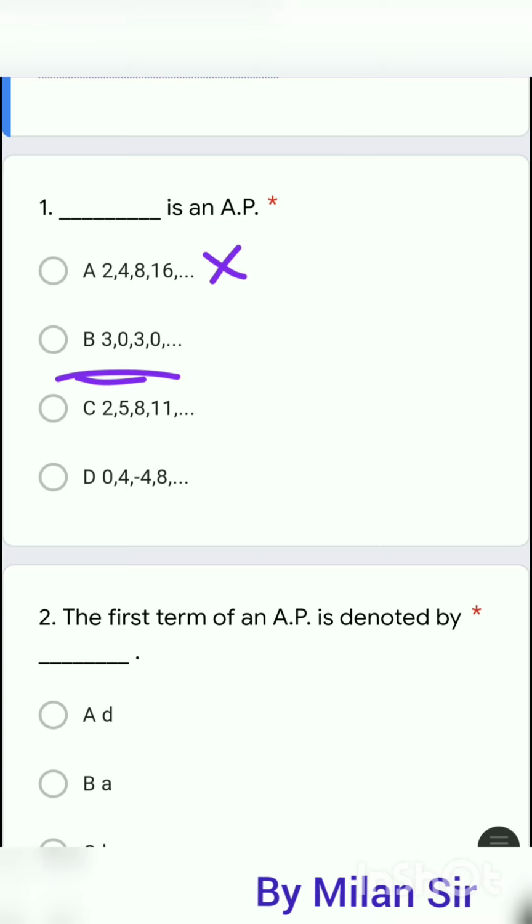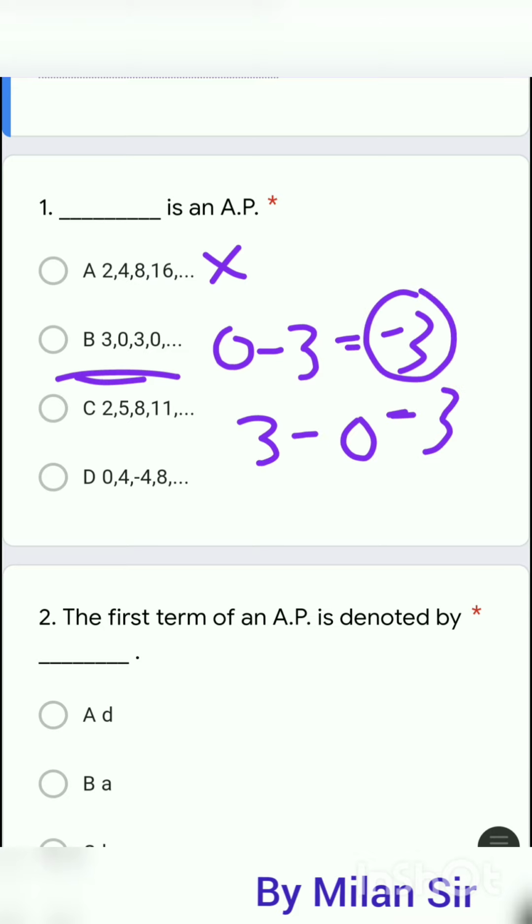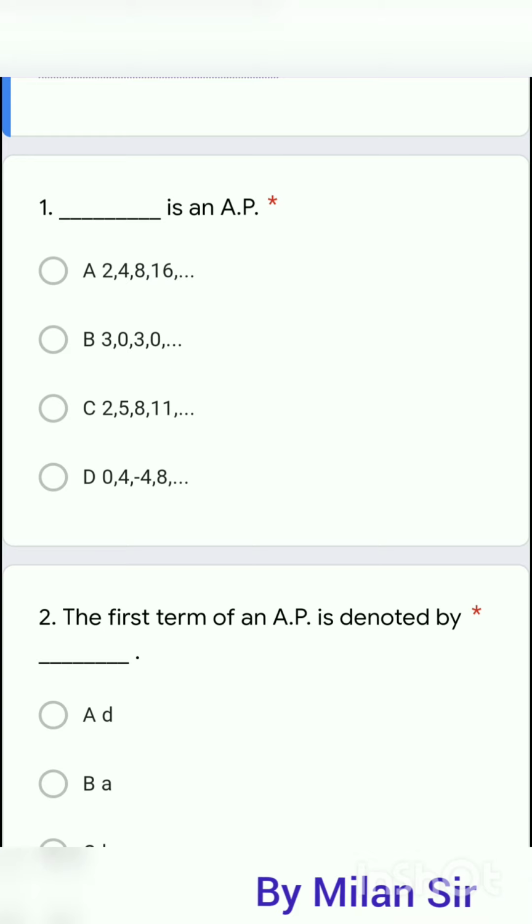Now here, 3, 0, minus 3: second term 0 minus 3 is minus 3, then third term minus 3 minus second term 0 is minus 3. Here the difference is minus 3, here the difference is plus 3, this is not the same, that's why this is also a wrong option.